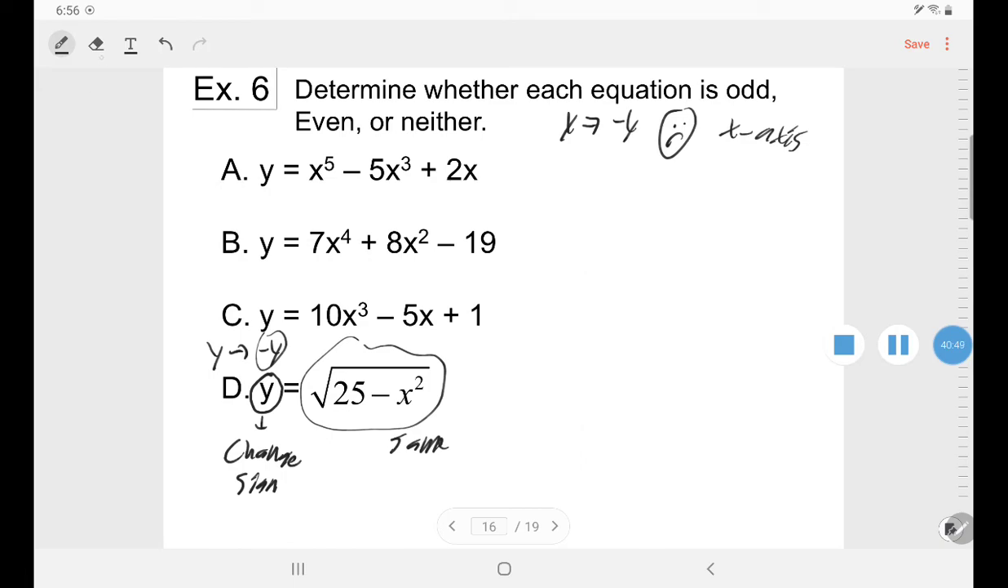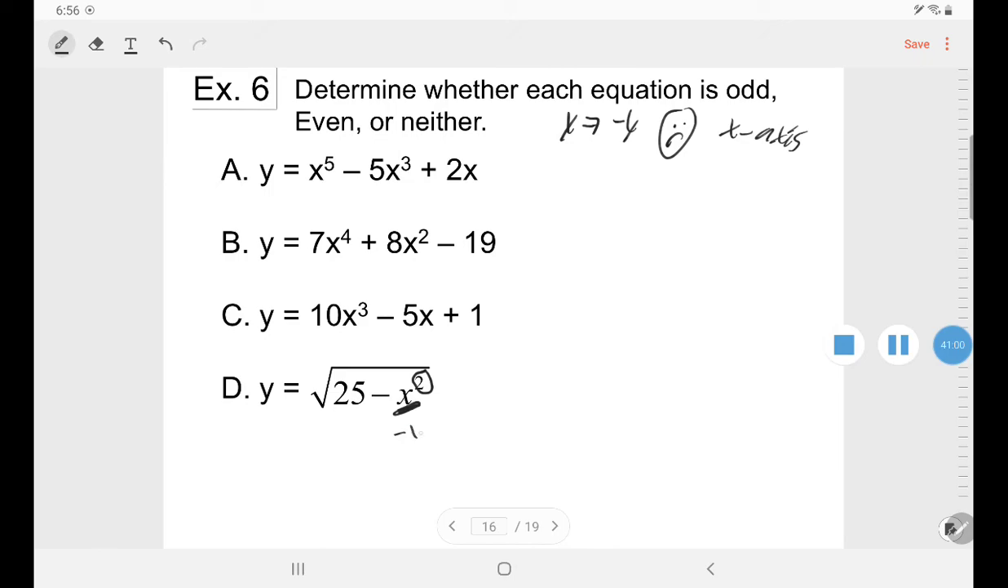What's going to happen if I do this? What's going to happen if instead I change the sign on this x to negative x? Well, that's going to stay the same because I didn't change it. The 25 is going to stay the same. This x right here, when I turn it to negative x, will turn right back in. So I have a pretty good suspicion that this has y-axis symmetry, and as a result is an even function. Let's test it.